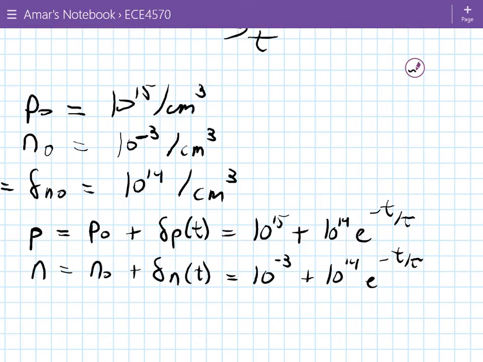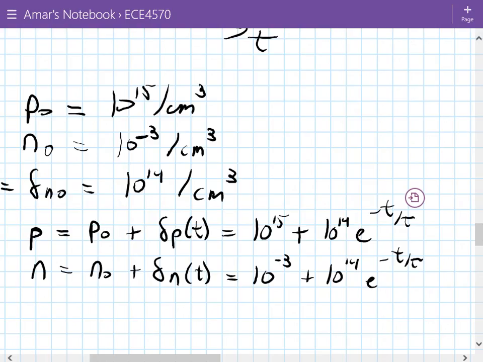All right, so what we notice about the hole versus the electron concentration, what can you notice just by looking at these equations here? What's different about the electron and hole concentrations? They're definitely out of balance, yes. More specifically, there's many more holes. If we look specifically at this equation, we notice that this is 10 to the 15th, and this is 10 to the 14th. So these are similar in magnitude, right? They're about a factor of 10 off.